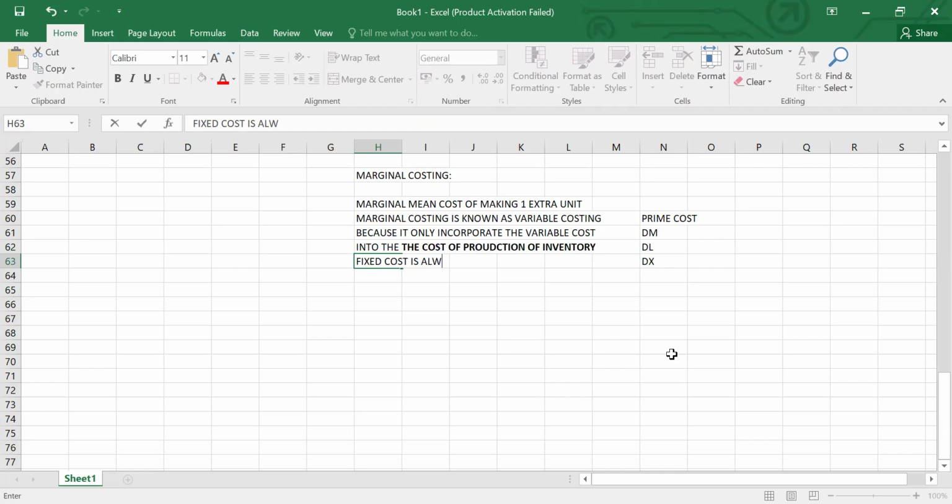Fixed cost is always treated as a period cost. What does the word period cost mean? Period cost means the cost that is associated with a time. That is not activity dependent, but it is time dependent. It will remain constant for a specific time period and then it is going to change. Now when I talk about fixed cost, that will include fixed production and non-production, both of the costs.